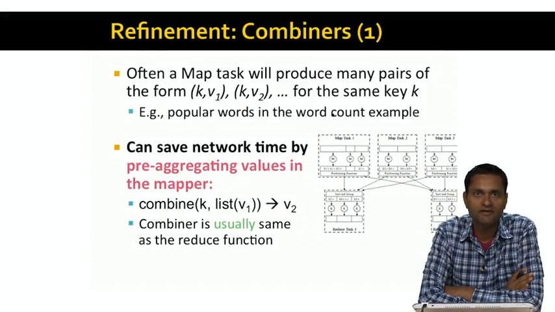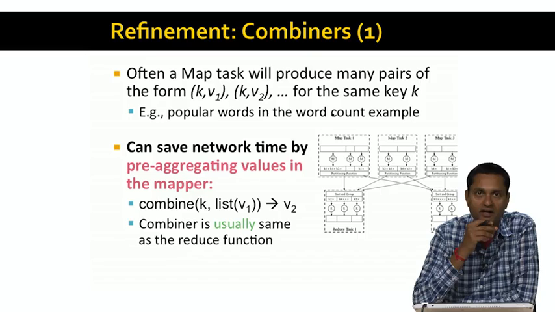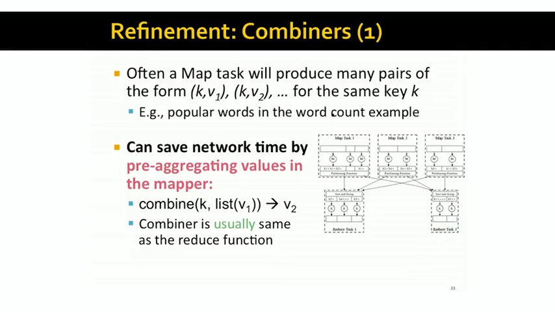The first refinement we're going to look at is combiners. One of the things that you may have noticed in the previous examples is that a map task will produce many key value pairs with the same key. For example, a popular word like "the" will occur in millions and millions of key value pairs. Remember that the map tasks are happening in parallel on multiple worker nodes, and the key value pairs from each map node have to be shipped to reducer nodes.